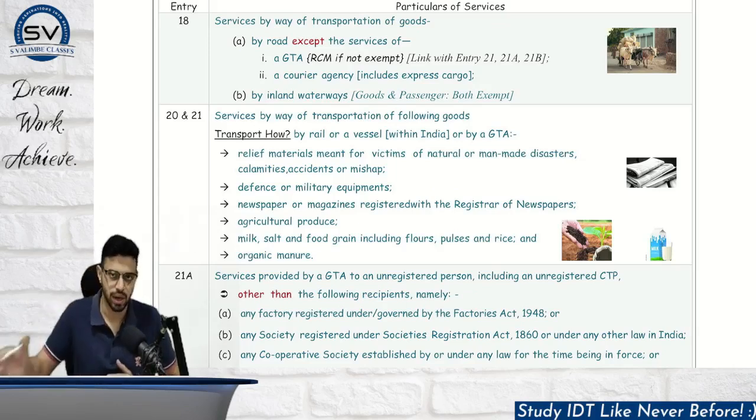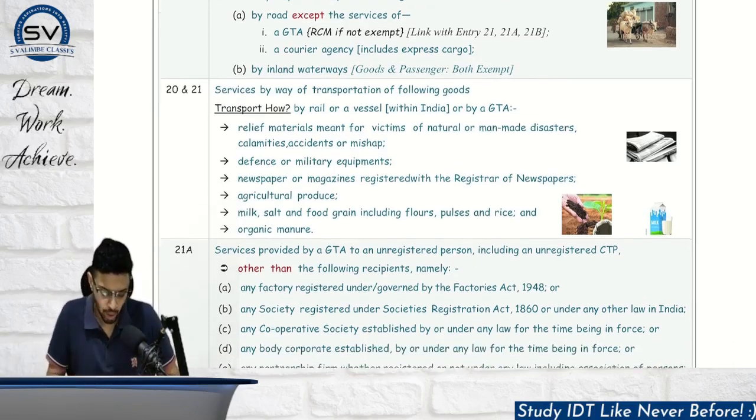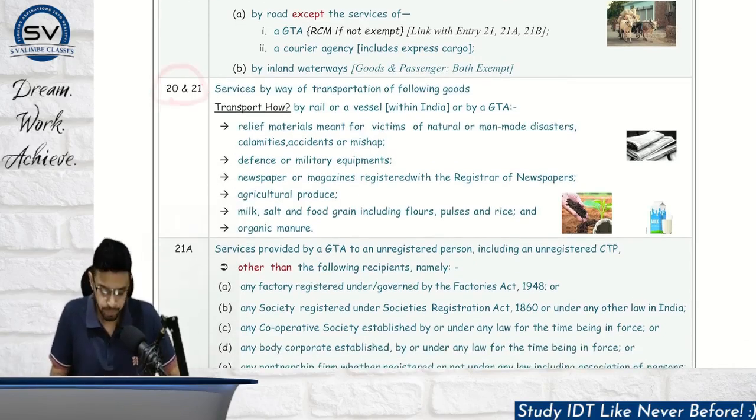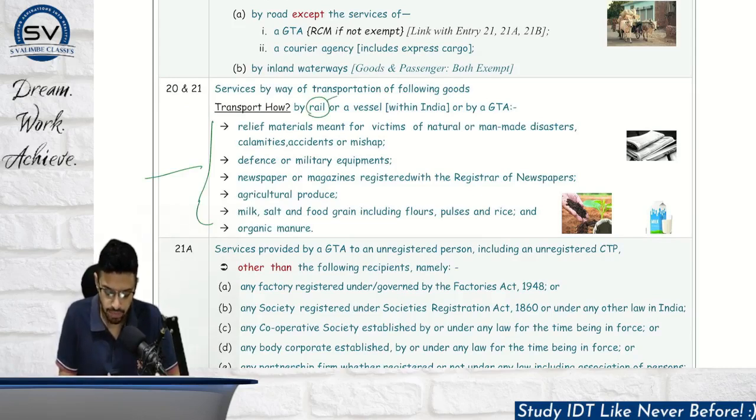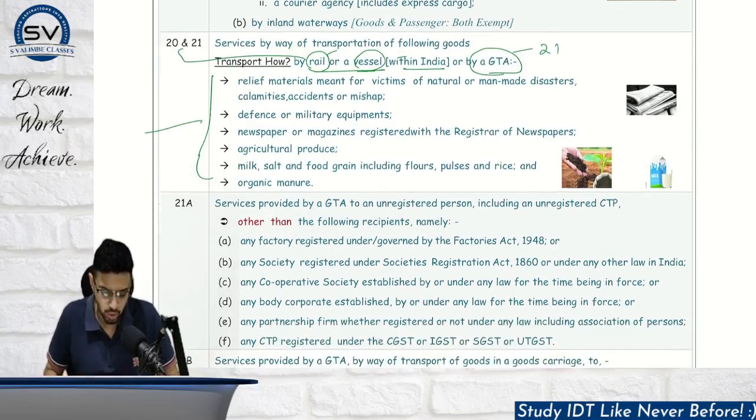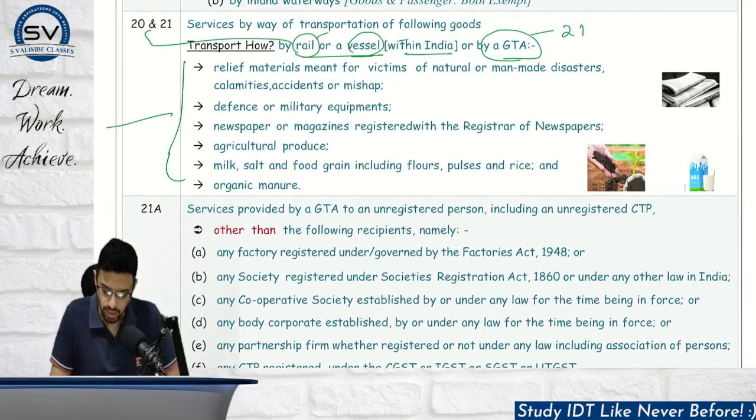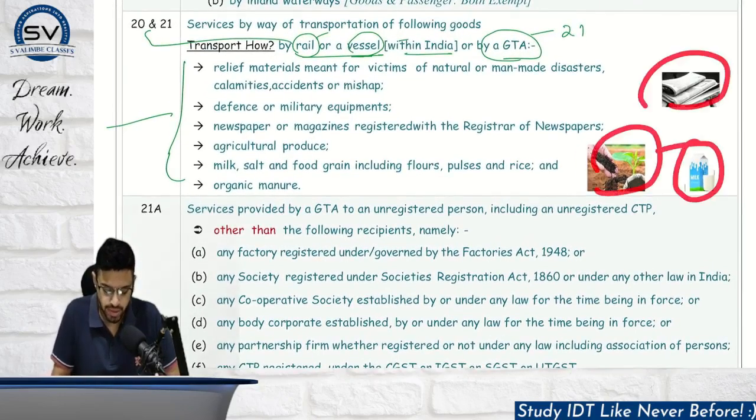So from one place in India to another place in India, Mumbai to Kochi for example, that is exempt. Now 20 and 21 we have clubbed. Services by way of transportation of following goods. These are special nature goods. These are sensitive area goods, and the transportation can be by rail, by vessel anywhere within India, or even by GTA. So GTA basically provides entry number 21. These two are entry number 20, but the goods are the same. So we have combined. See, images will help you to learn these things.